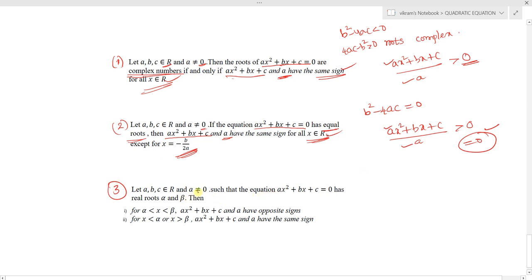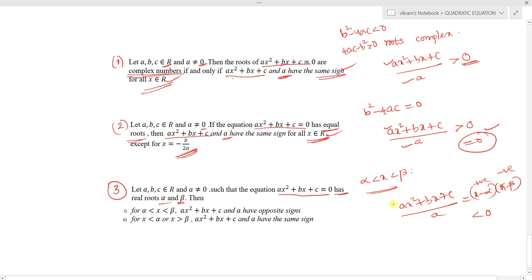Okay, and then what is the third one? Let a, b, c belong to the real numbers and a not equal to 0, and the quadratic equation ax square plus bx plus c has real roots, and the roots are distinct, alpha and beta. If the roots are alpha and beta, then for alpha less than x less than beta, we get ax square plus bx plus c by a equals x minus alpha into x minus beta. Then one factor is positive and another one is negative, so the product is less than 0.